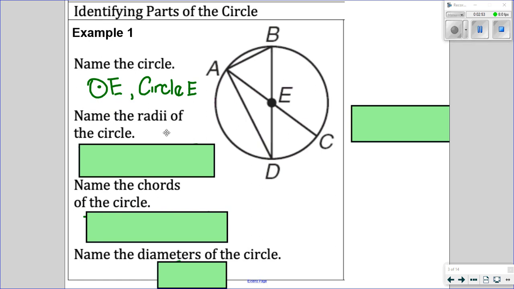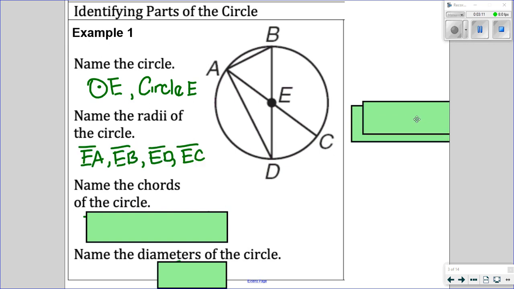Name the radii. Remember I said that the plural for radius is radii. So there's more than one radius in that circle. So where do we find the radius? We start at the center and then go up to another point that's on the circle. So we have EB, EA, ED, and EC. So there's 4 radii in the circle.